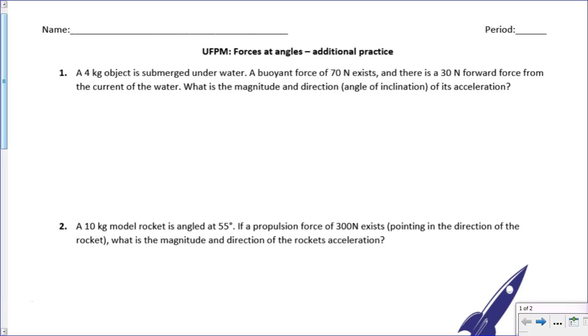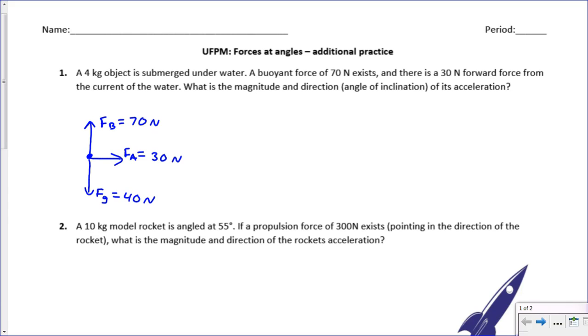In this problem, the first thing I'm going to do is make an FBD. We've got gravity going down. We've got our buoyant force going up. There is no normal force here because there's not a surface pressing against another surface. And then, as I said, we have this applied force, coming from the current, which is going forward. The gravitational force is a 4 kilogram object, so it's 40 newtons. The buoyant force I gave you was 70 newtons. And the applied force I gave you in the problem is 30 newtons. And so that's all the forces that are happening on this object.